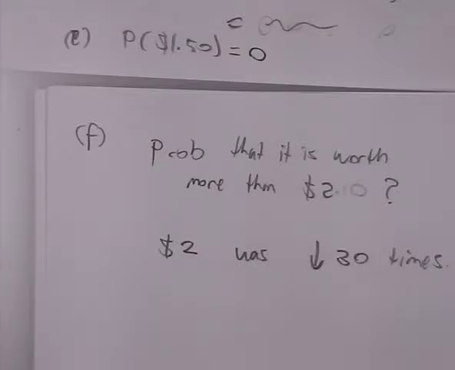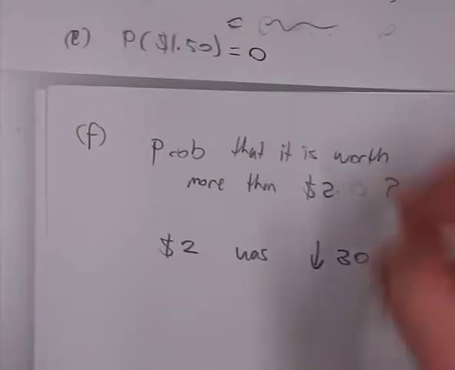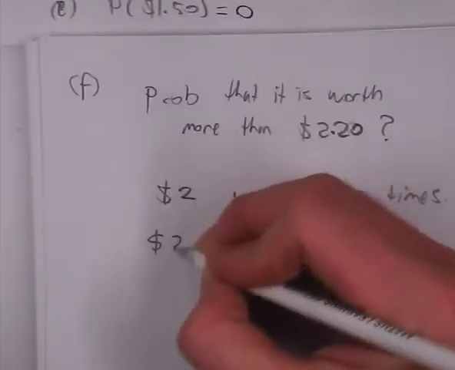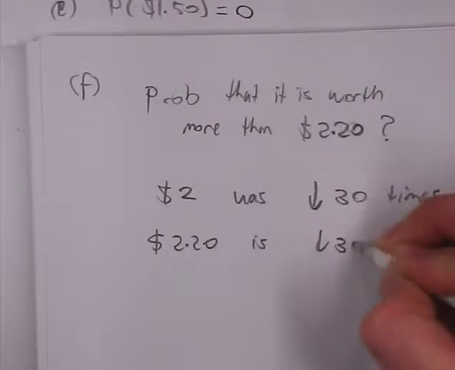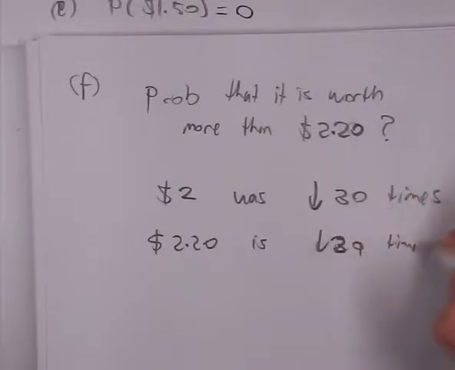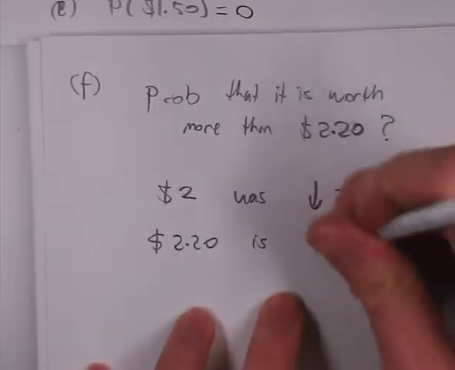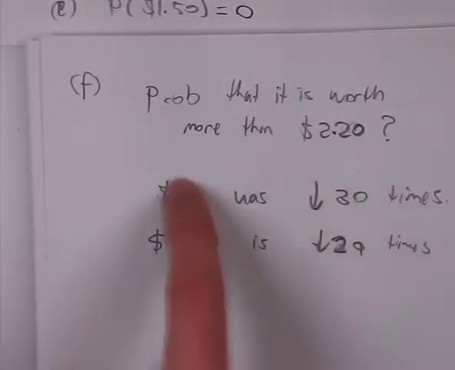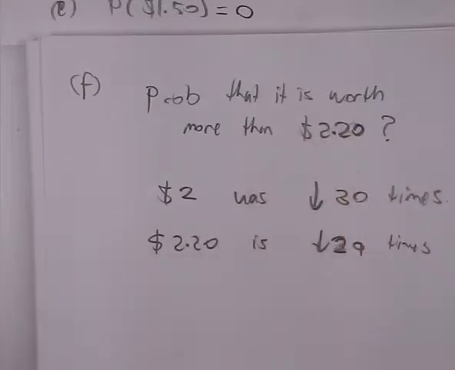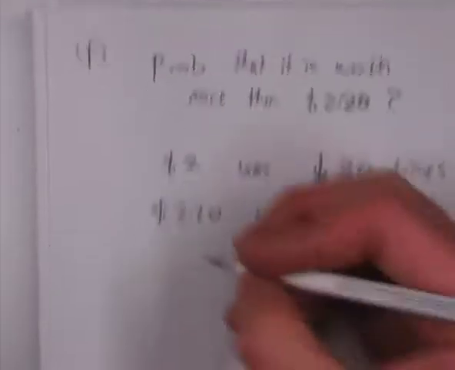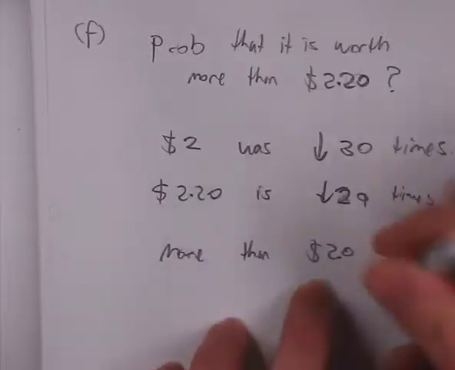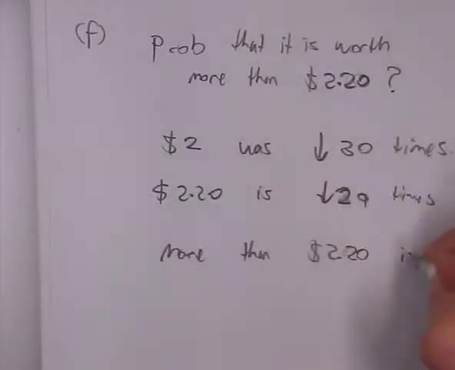Wow, that'd be really mind-bending. I'm sure they wouldn't do that to you. So $2 was going down 30 times. $2.20 is going down 29 times, and up once. So they're the possibilities that would give me $2 or $2.20, and being more than $2.20 would be everything else. So if I think about more than $2.20, it's all the other options, right?